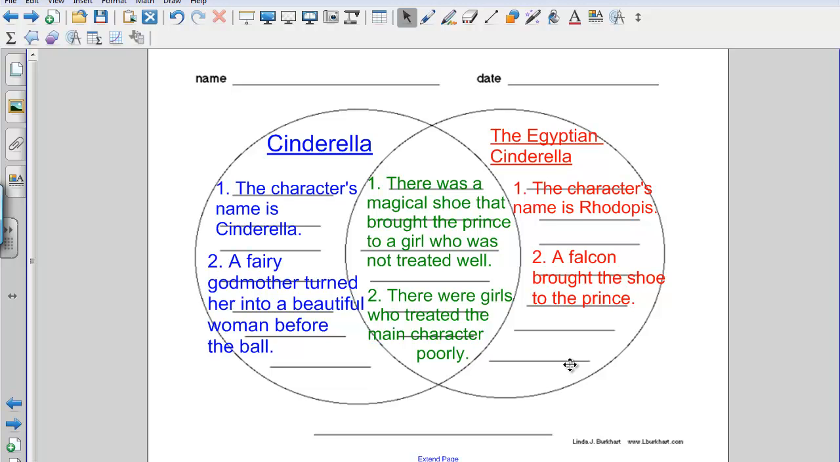Now that you've watched me, it is your turn to complete your own Venn diagram. Remember to work carefully, use complete sentences, and do your best. Good luck!